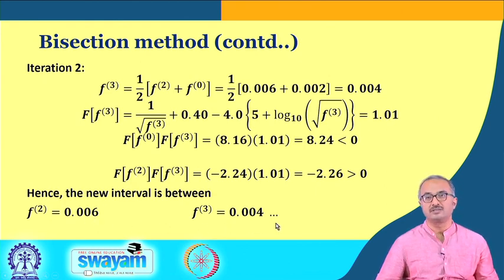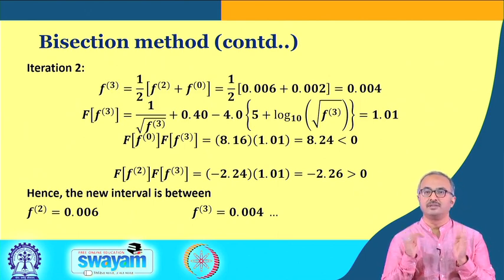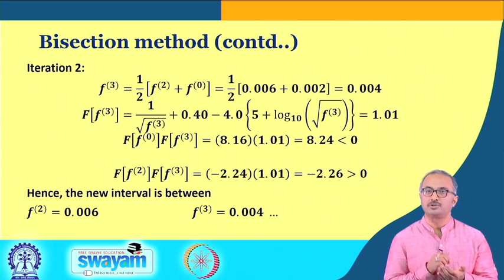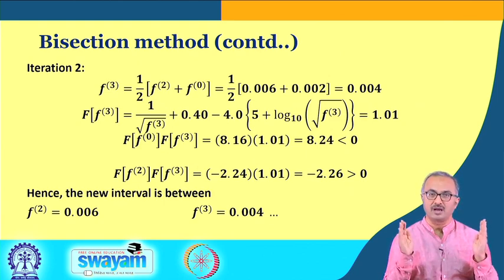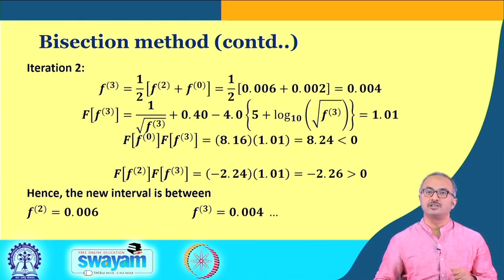Now you can see that you can carry out this iteration and keep on shrinking the domain of your search. From this you see that the domain of the search is moving closer and closer, and the next search will be 0.004 plus 0.006 divided by 2, that is 0.005. Again you have to take the function value at that point, and you can see how we are slowly able to shrink the domain of our search for the root.